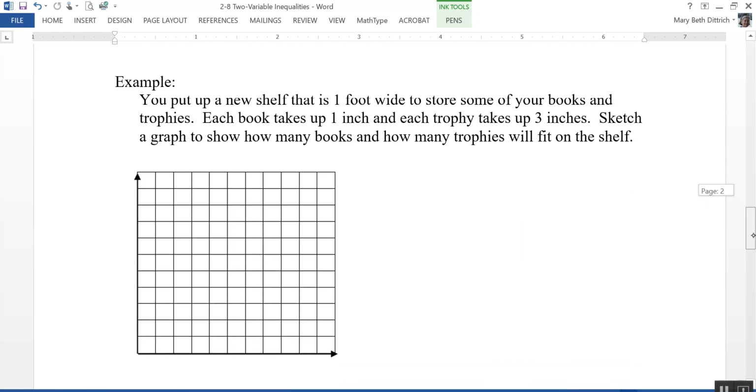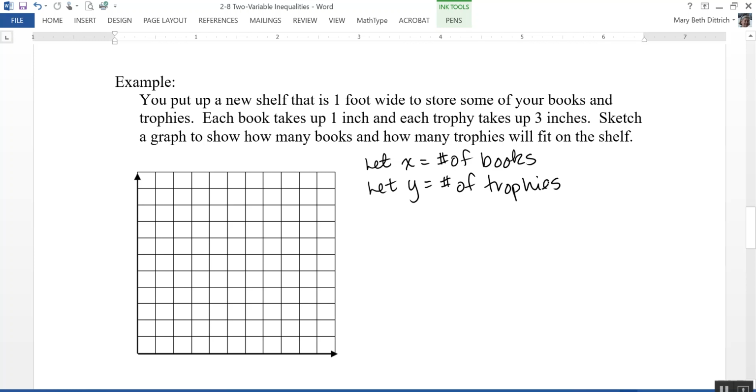Here's a word problem that we can use an inequality to illustrate. You put up a new bookshelf that is 1 foot wide to store some of your books and your trophies. Each book takes up 1 inch and each trophy takes up 3 inches. We need to sketch a graph to show how many books and how many trophies we can fit on the shelf. So to start, I'm going to identify a couple variables. I'm going to say let x equal the number of books, because that's basically what it's asking me, is how many books and how many trophies, and I'll say let y equal the number of trophies.